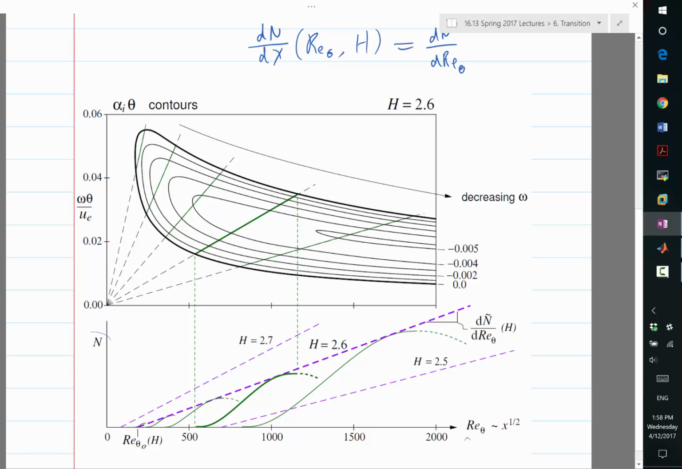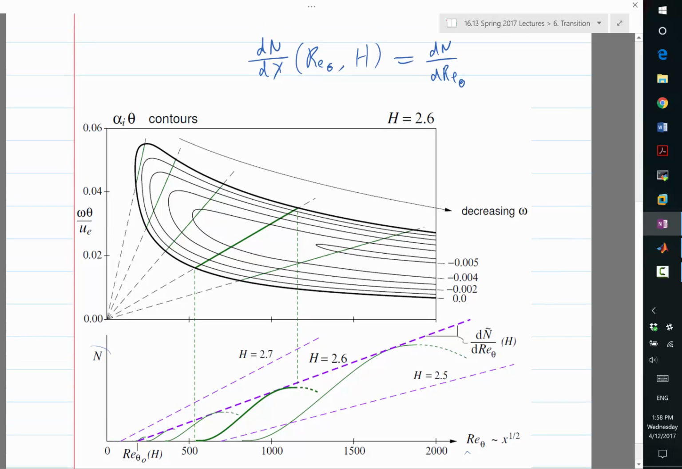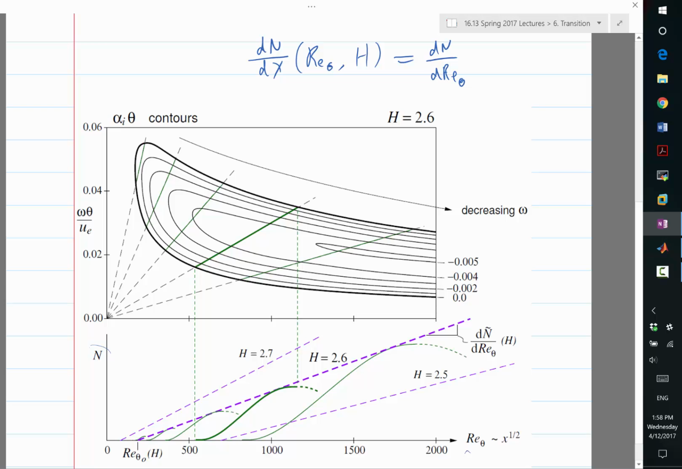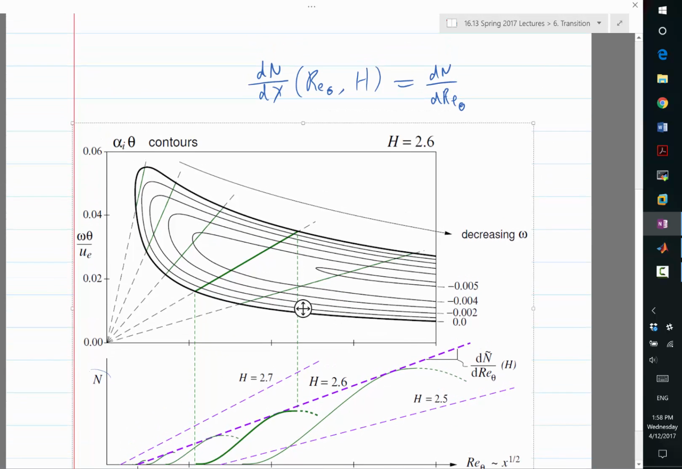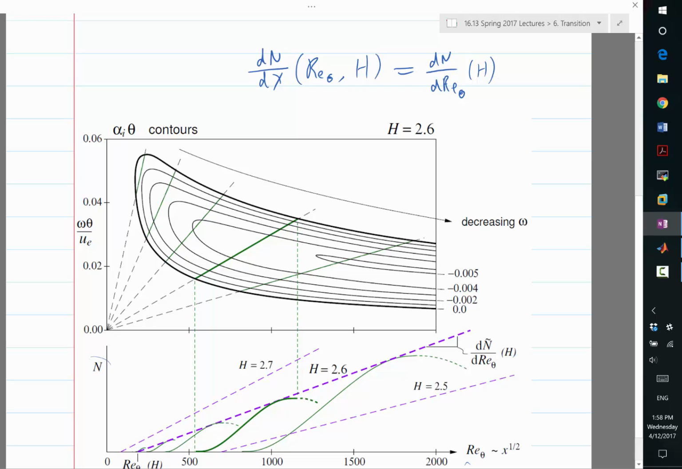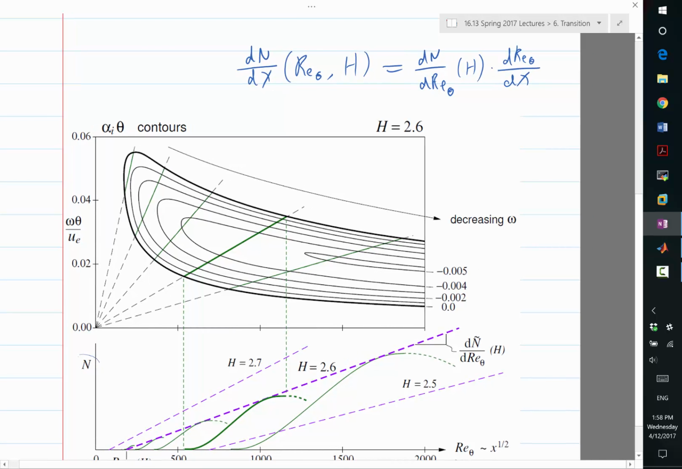because in this plot the straight line is n as a function of Re theta. So this is a function of H, because for different H the slope is different, times dRe theta/dx. That is how fast Re theta would grow as x advances. All right, so we know that. Now what does this depend on? We know that dRe theta/dx.